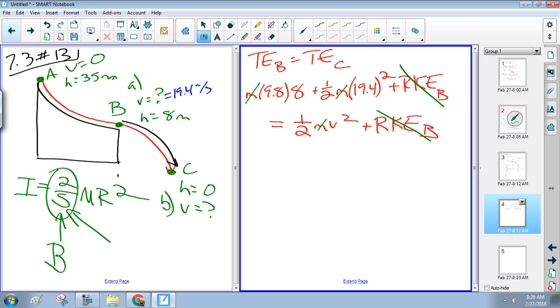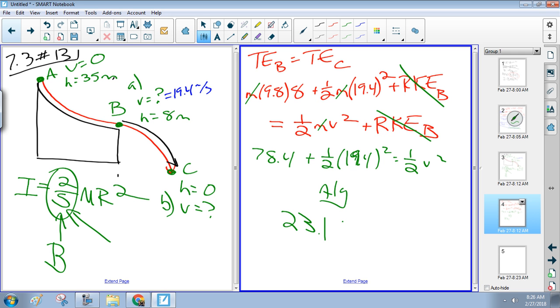All right, so our M's cancel out, and then solve it, right? So we get 78.4 plus whatever half of 19.4 squared is. I'm just writing the exact same thing again. And then do your algebra. And you get, what did I say was 23.1? Is that right? Follow you guys? All right. Problem 13.